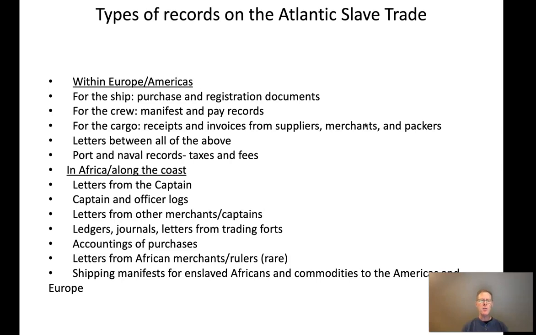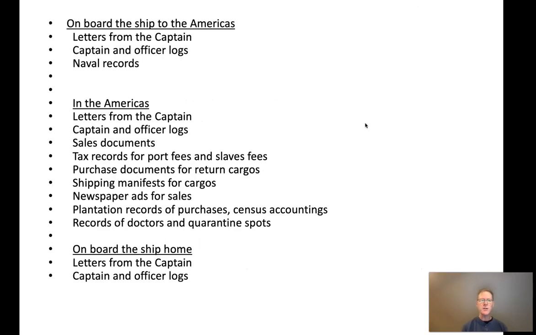In Africa or along the coast, we've got letters, ship's logs, ledgers, journals, accountings, sometimes letters from African merchants or rulers, and shipping manifests for enslaved Africans and commodities to the Americas and Europe. On board the ship, we have letters and logs. In the Americas, we have sales documents, tax records, purchase documents, shipping manifests, newspaper ads, newspaper stories, plantation records, and then once again, letters and logs from captains or other officers on the ship or on the way home.